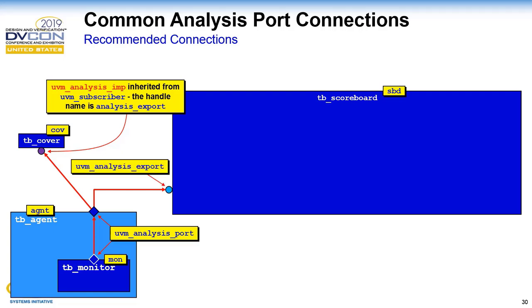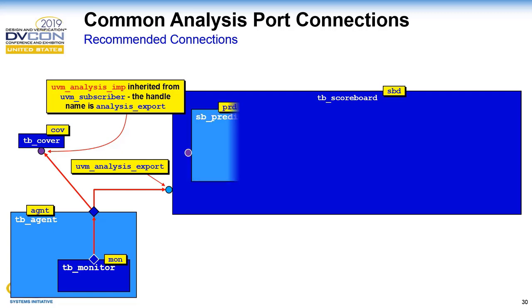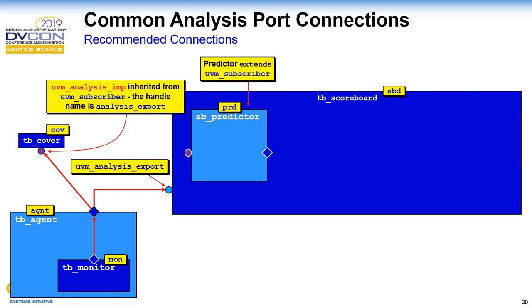And then we have an analysis export going to the wrapper scoreboard, and then that is broadcast up to a predictor that, again, we typically extend from UVM subscriber. And so from UVM subscriber, once again, we are given an analysis implementation port to terminate that path, and we're required to provide the write function. By the way, the write function is also required inside of the coverage collector because these are the termination points. So we have a write method to terminate that path right there.